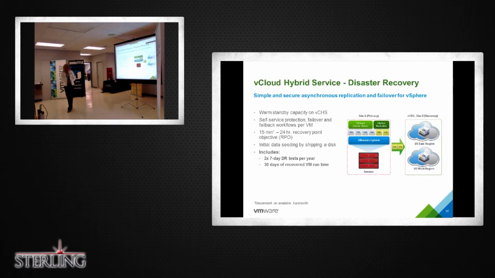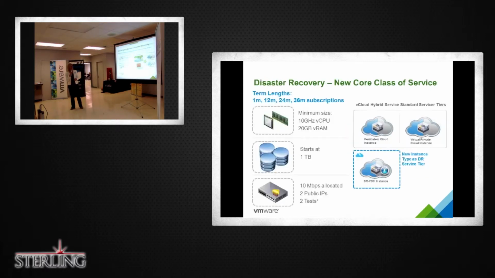So it gives you the ability, and if you do fail over to the hybrid cloud, you have 30 days where you can recover back to your infrastructure. And if that time's up, we do have stuff in place to allow you to continue to run, as well as we can move you off to our hybrid cloud. Sorry, it's moving your VMs over there. So we do have term lengths. You can do a 1 month up to a 36-month subscription to do this.